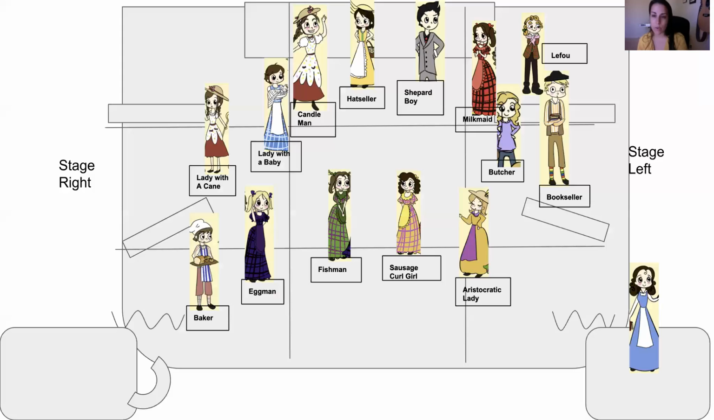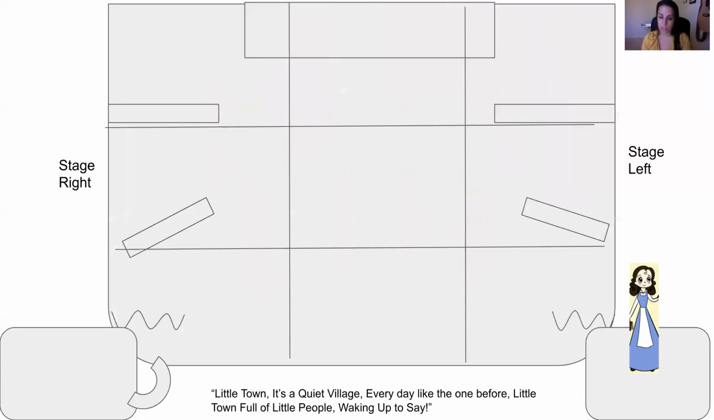If I was a milkmaid, I'm in the corner of zone 9, or you could just write stage left, or you can draw a picture of the script and write an X. So this is where we're going to end up. All right, I'll show you when you get there gradually.